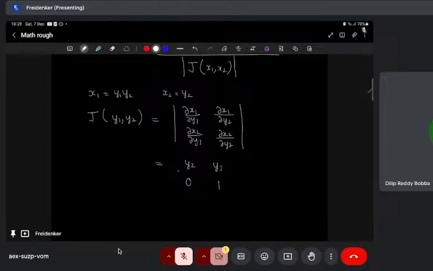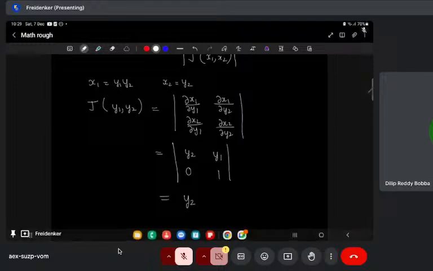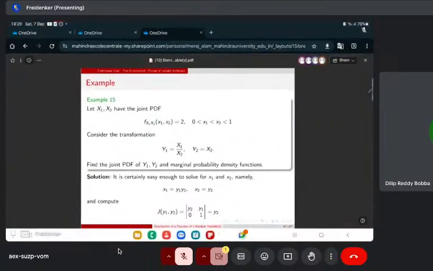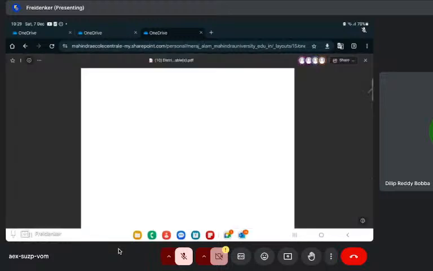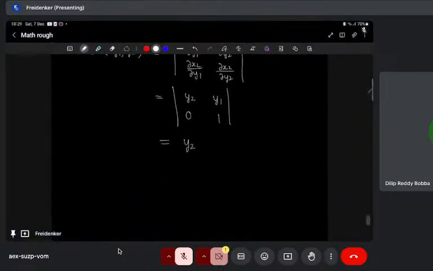This is 1. So it's a determinant, right? So you find the determinant. You will get y2 minus 0, so y2. So Jacobian is y2. Jacobian is y2. The same thing. You can do the other Jacobian as well. So if you want to find, you don't have to do both of them. You can just do any one of them.